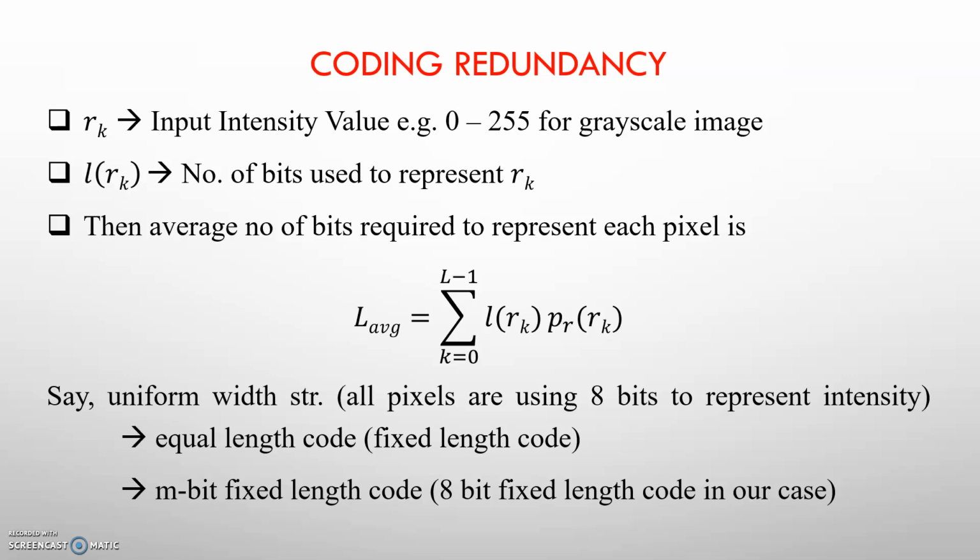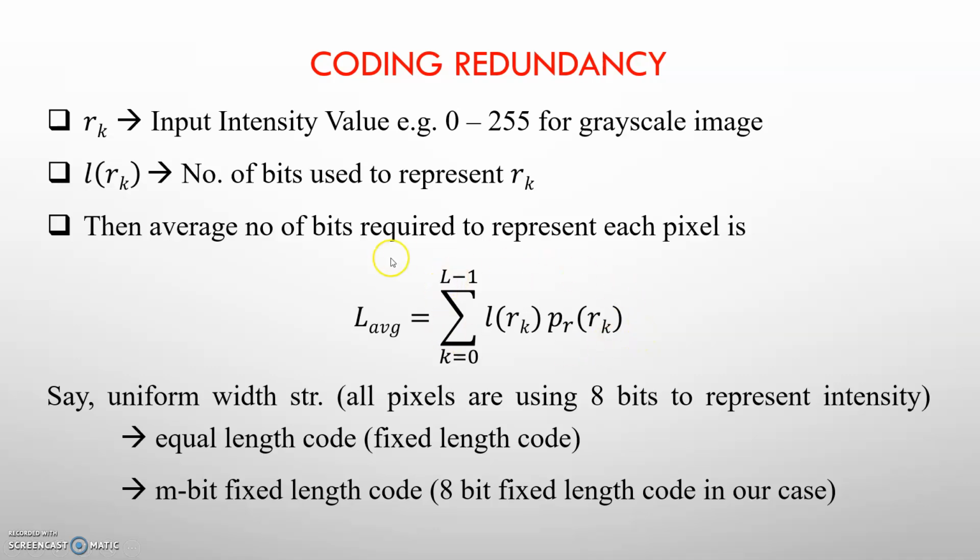Say supposedly I want to represent 8. So 8 can be represented as 1, 0, 0, 0. So how many bits are used to represent it? It is 4. So LRK is nothing but the number of bits required to represent RK. So the average number of bits required to represent each pixel will be given by L average equals summation from 0 to L minus 1. Means if it's an 8-bit image, it will be 0 to 255, because the total number of levels are 256, so they will go from 0 to 255, LRK into probability of RK.